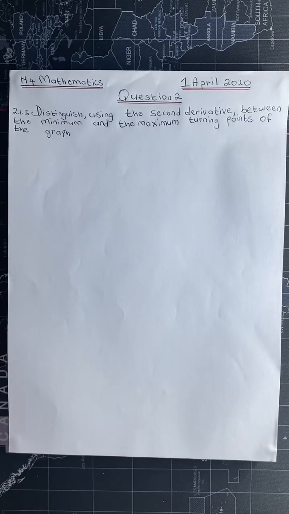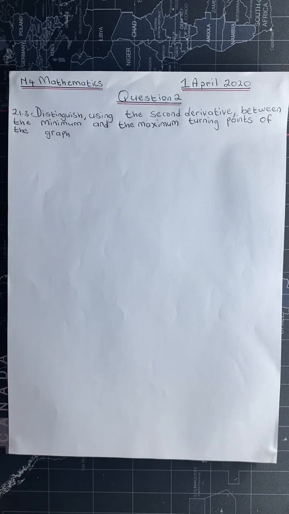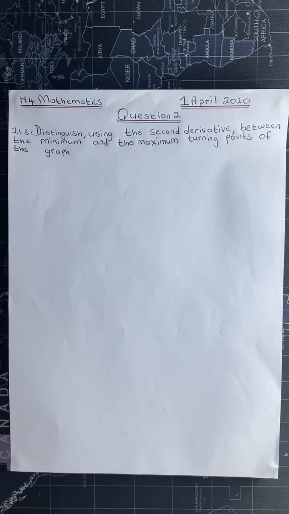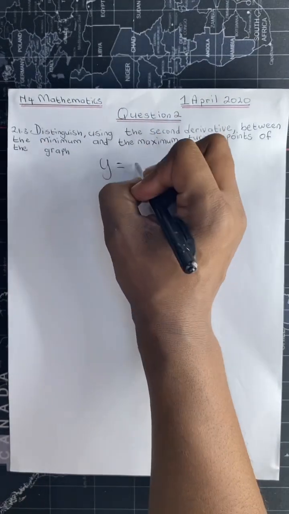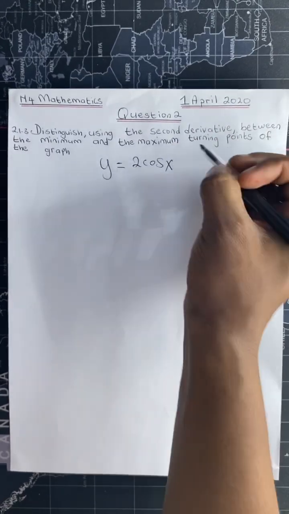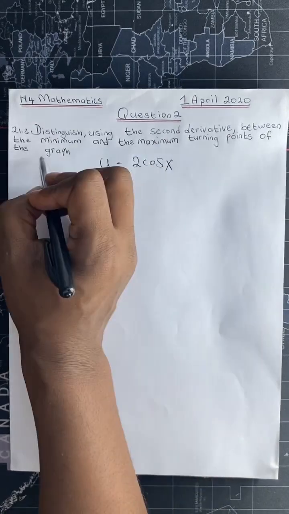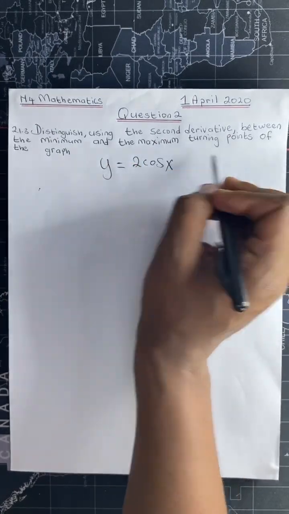Question 2.1.3, we have to distinguish using the second derivative between the minimum and the maximum turning points of the graph. So we had y equals 2 cos x as our graph. So we have to distinguish between the minimum and the maximum turning points of the graph.